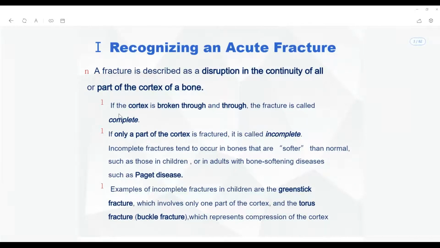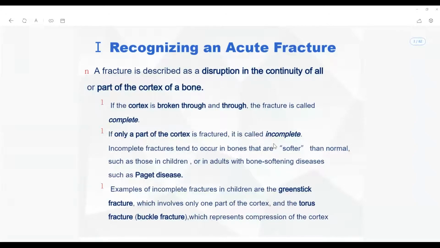It can be recognized if the cortex is broken through, and it is called a complete fracture. So for example, from the lateral edge of a bone to the next lateral edge, or let us say from the medial edge to the lateral edge, if the fracture is seen, it is called a complete fracture. Remember, I will show you the pictures, but first try to understand this one. From the medial edge to the lateral edge, if it is broken, that is called a complete fracture. Only if some part of the cortex is broken, it is called an incomplete fracture.